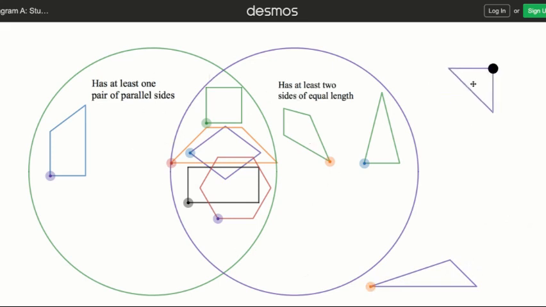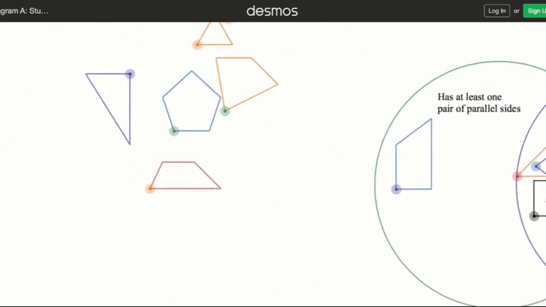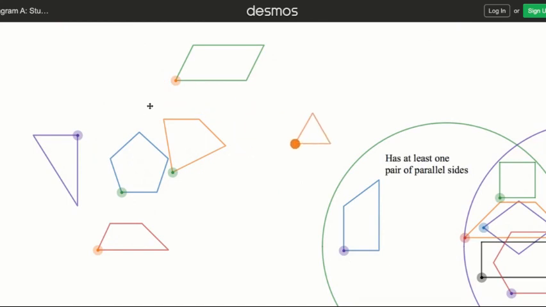This one right here is a right, 90 degrees would go right here, and then isosceles because these two sides are equal, triangle. So we know it doesn't have any parallel sides, but it does have two sides of equal length. So I'm going to put it over here. And then let's get the next one.